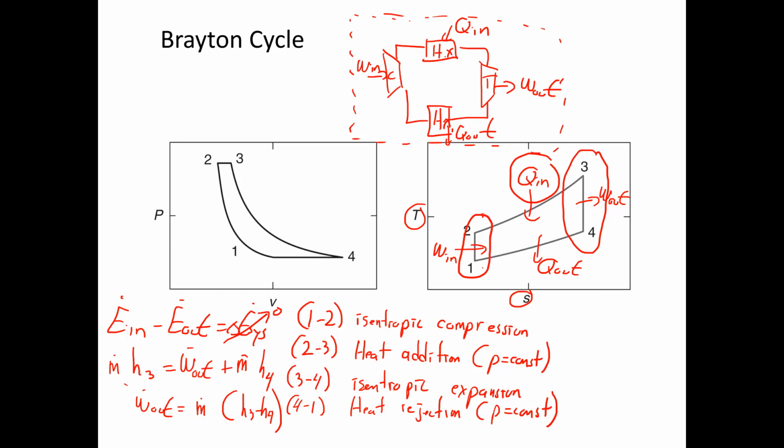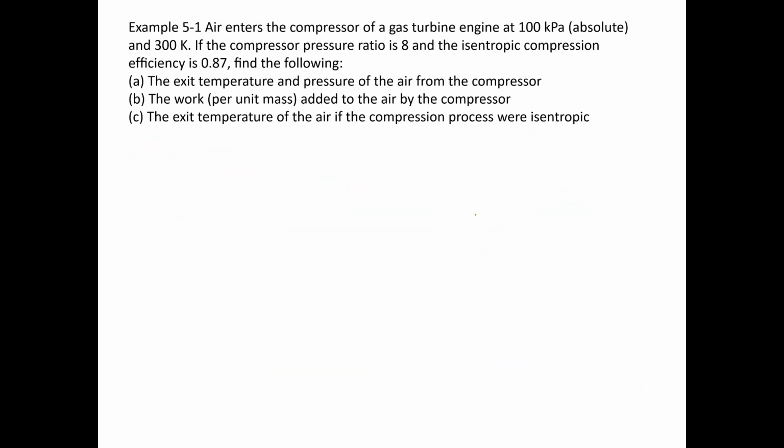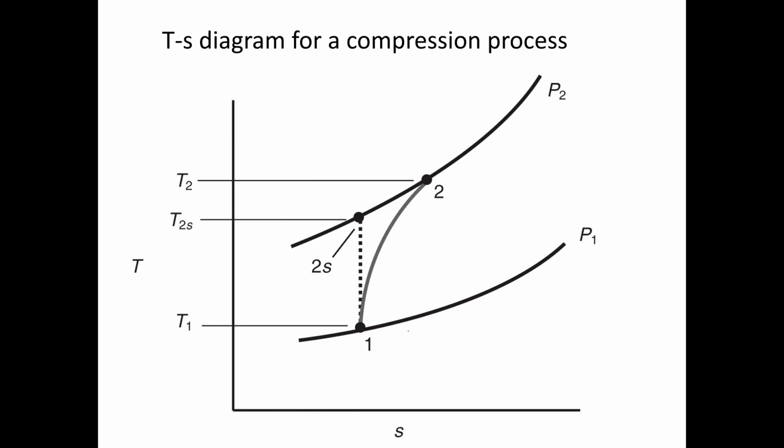If we take this part of the diagram and blow it up, that part of the diagram is represented right here on this graph. Temperature is on the y-axis, entropy on the x-axis. State 1 is coming into the compressor, state 2 is coming out of the compressor. This is the isentropic process. This is what we would call the upper pressure line, and this is the lower pressure line.